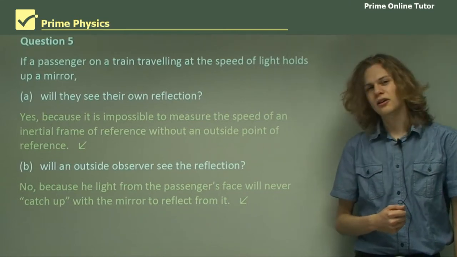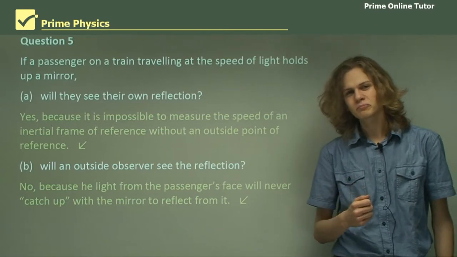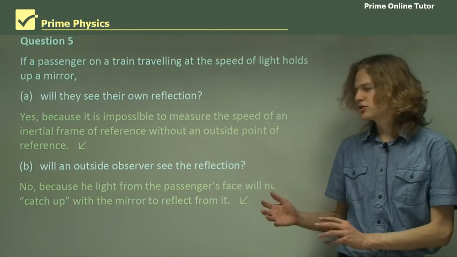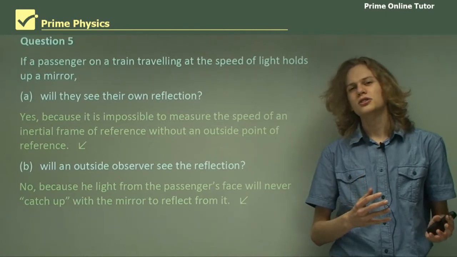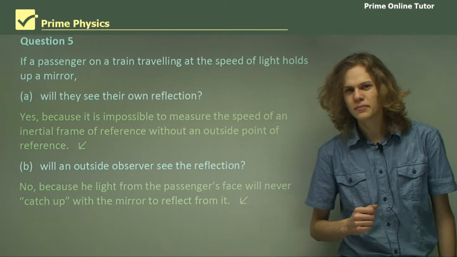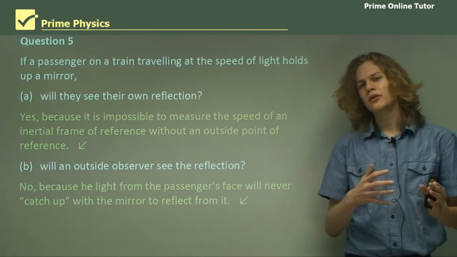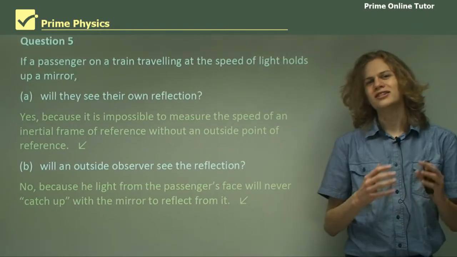Well, that's the end of the questions. So we're at the end of the section. In this section, we've learned about Einstein's postulates and how they gave rise to his special theory of relativity. In the next section, we'll be looking at what the theory of relativity has to say about simultaneity.